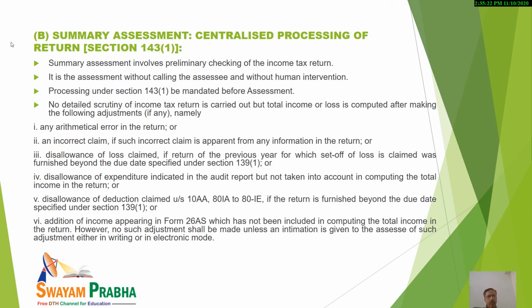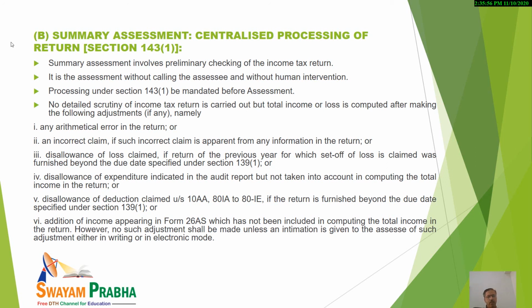Then it may relate to disallowance of expenditure indicated in the audit report, but that has not been taken into account while finalizing the total income in the return being considered. Then after that it may relate to deduction claimed under section 10AA, 80IA or 80IE. So these must be kept in mind.